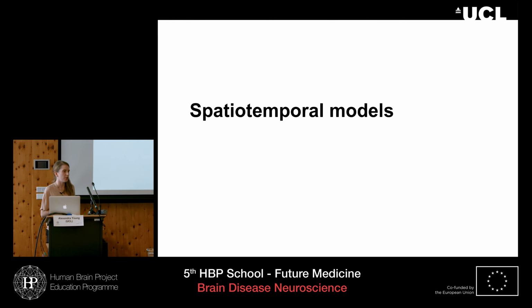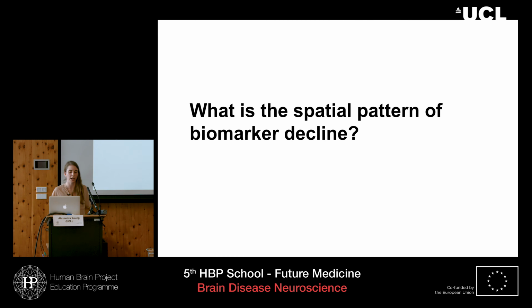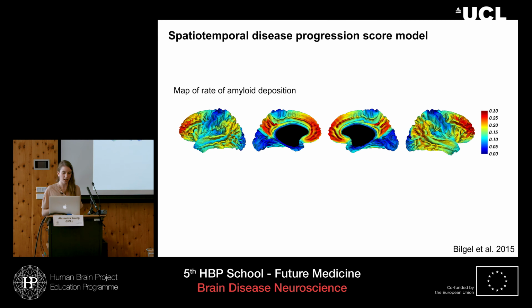So there are also spatiotemporal models of disease progression. These ask the question, what is the spatial pattern of biomarker decline? Here's an example which is based on this disease progression score idea, but it extends it for brain images. This is work by Bilgel et al., and it looks at a map of the rate of amyloid deposition. So in each image you see the rate of amyloid deposition in a particular voxel.